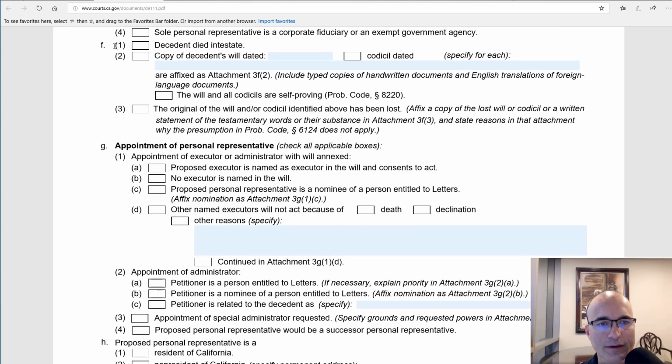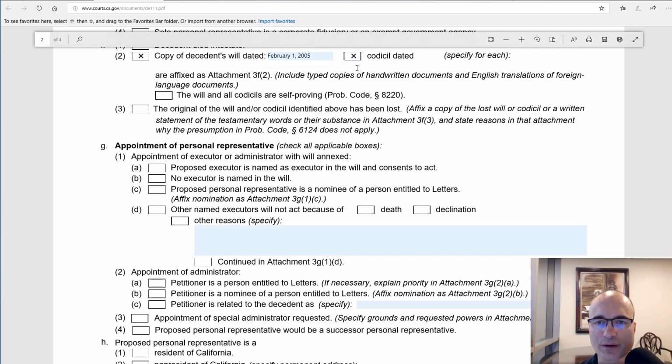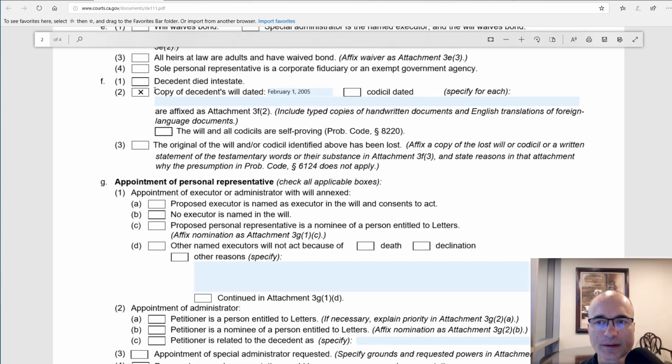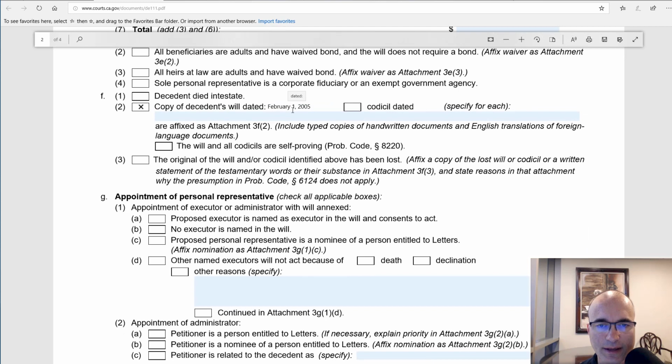Now we're going to go on to F. So you're going to say either decedent died intestate, which means that the decedent didn't have a will, or you're going to say here's a copy of the decedent's will dated on whatever date that the will was dated. So let's say the will is from January 1st, 2005. That's when it was created. If you have an amendment to the will, which we call a codicil, you'll click right here. And that way you'll have exactly what you need. And you'll attach a copy. The wills and all codicils will be attached to this petition.